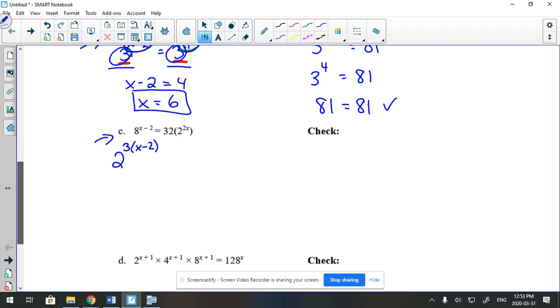8. So I'm rewriting the 8 as 2 exponent 3, and then I still have that exponent of x minus 2 there. 32, again, I can go in my calculator, trial and error. I can do with a base 2. It's going to be 2 exponent 5. It's the same thing, trial and error in your calculator. And then this one already has a base of 2, so I don't want to change it.